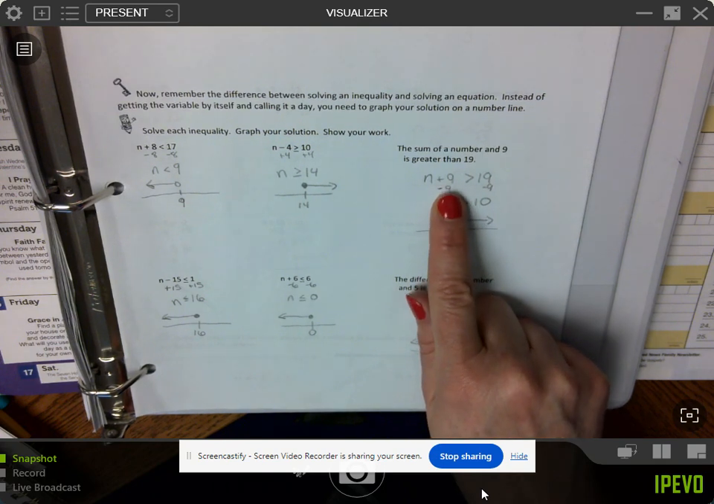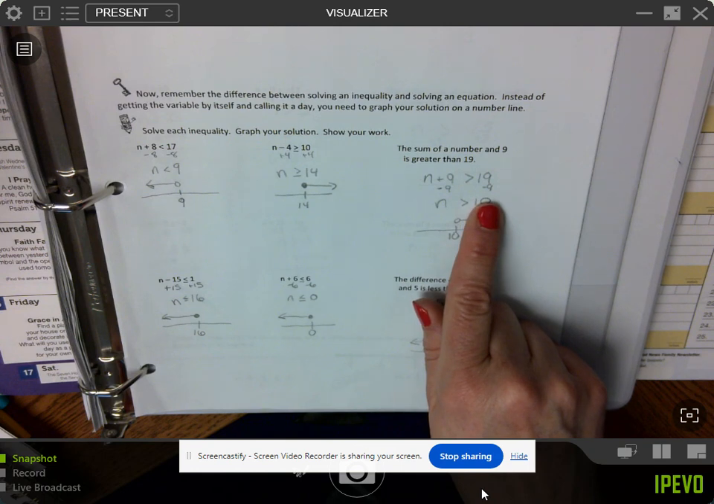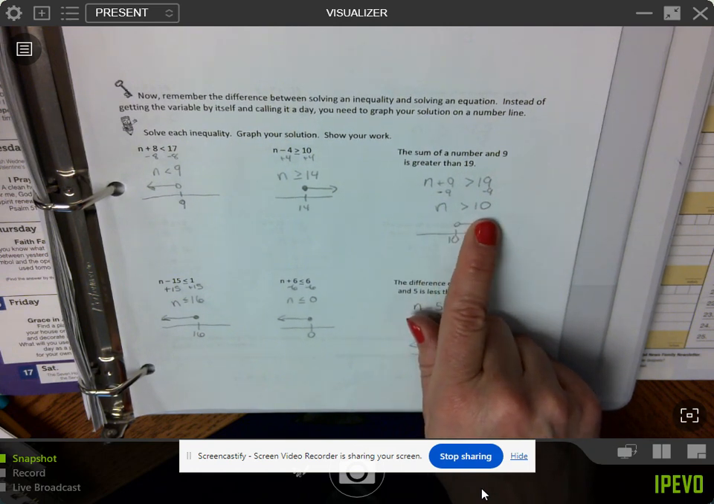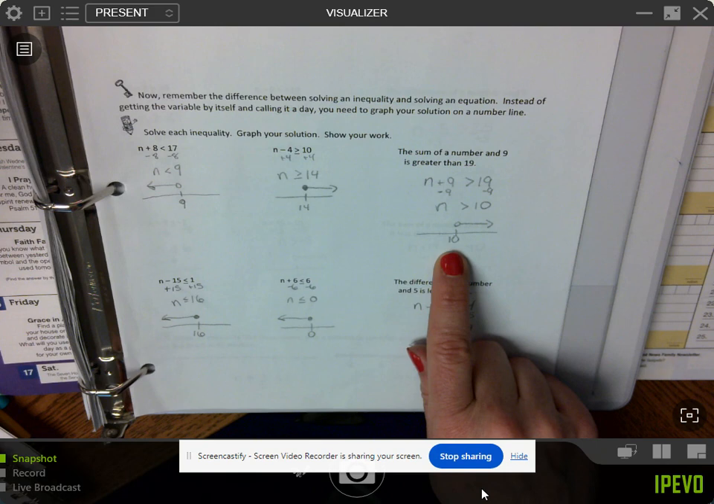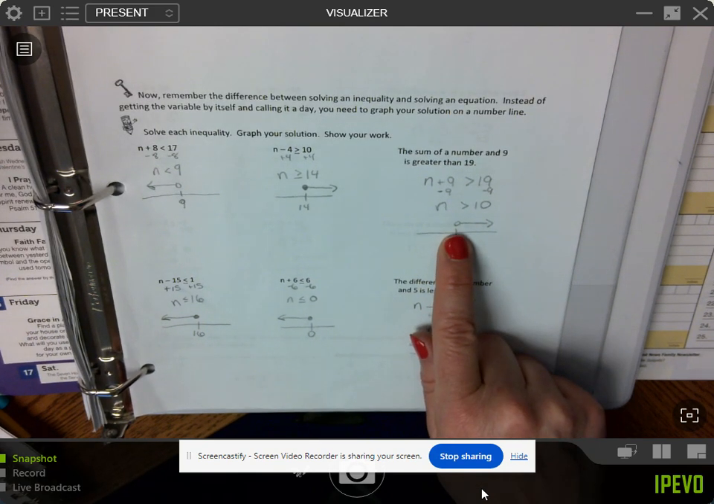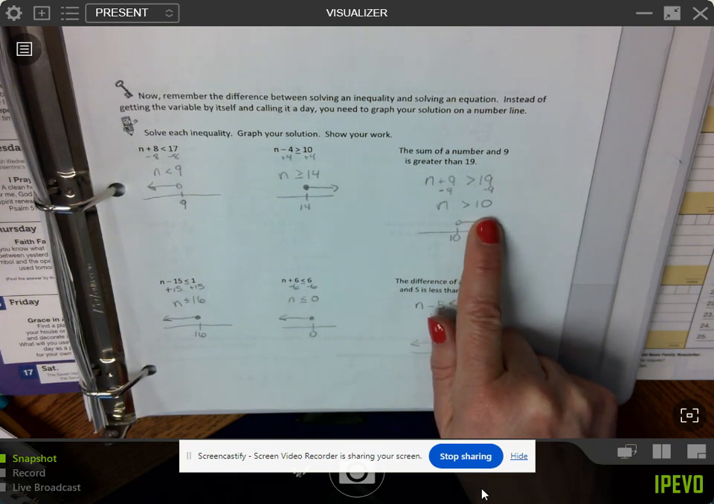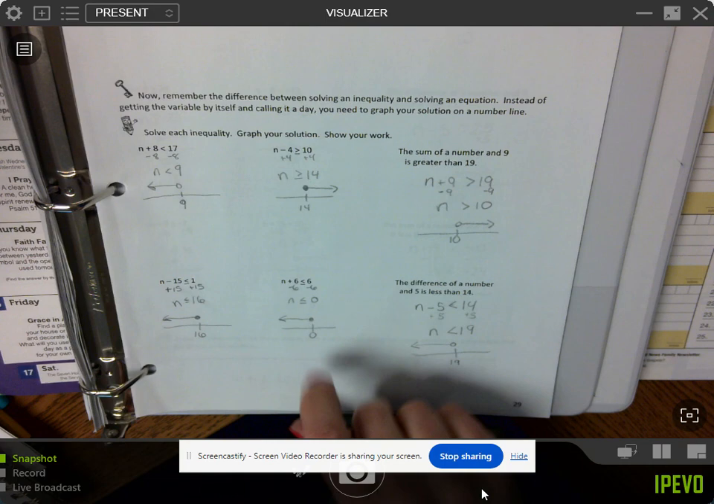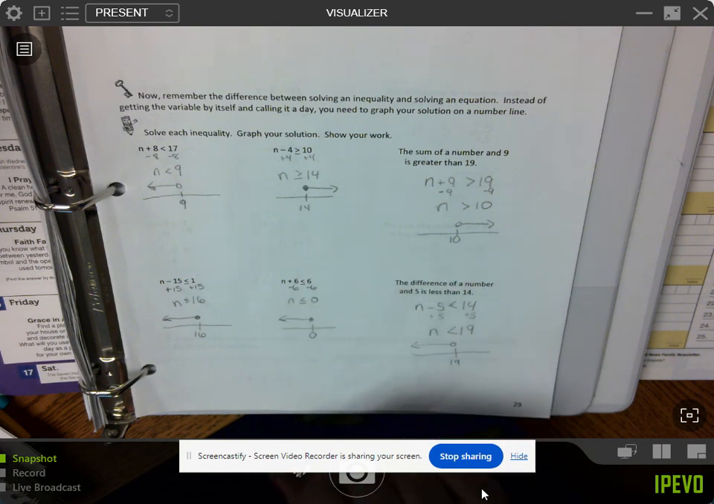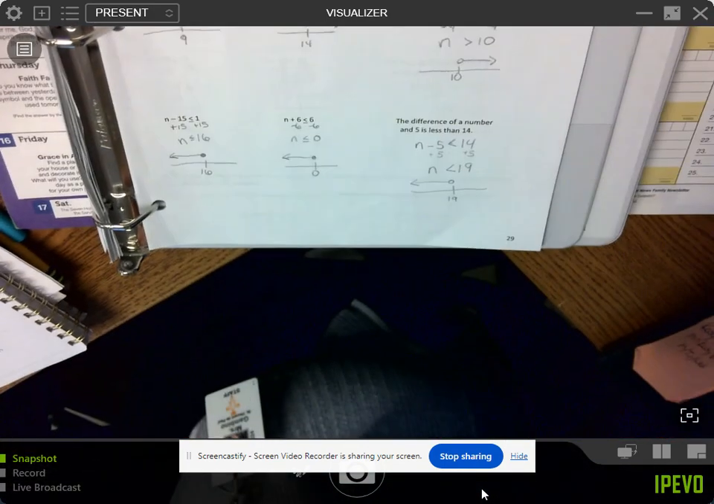So if it was plus 9, we need to subtract 9. So n is greater than 10. So we need our number line, we need our open circle because it is not equal to, and we need to go to the right because it is greater than. Any questions on the top 3? Okay.